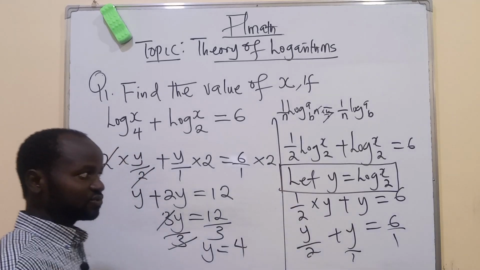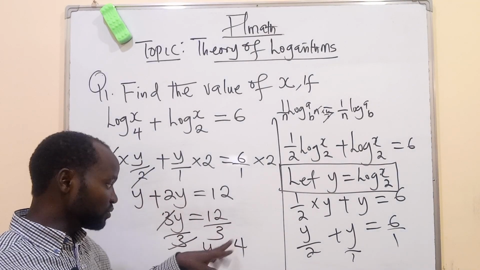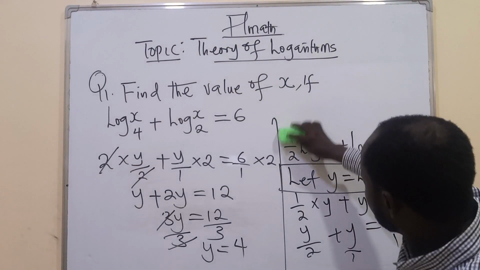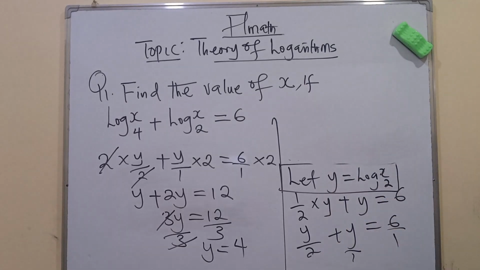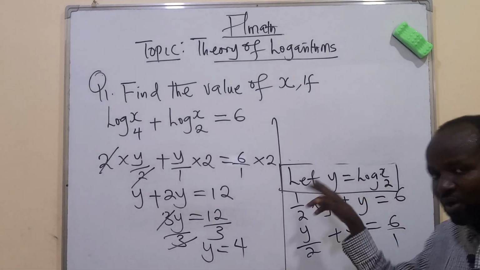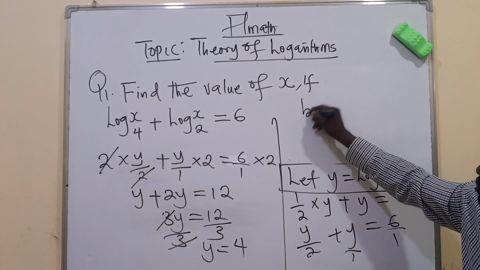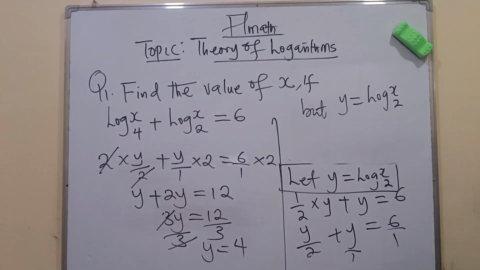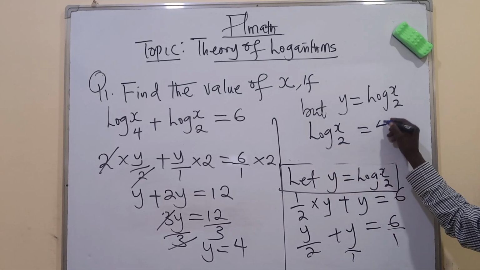See the assumption. We say let y be equals to log x to base 2. But that's not what we are looking for. We are looking for the value of x. Hence, to find x now, we have to come back to this assumption. It means anywhere we see y in this assumption, we put 4. So we can write this as log x to base 2 will be equals to 4.